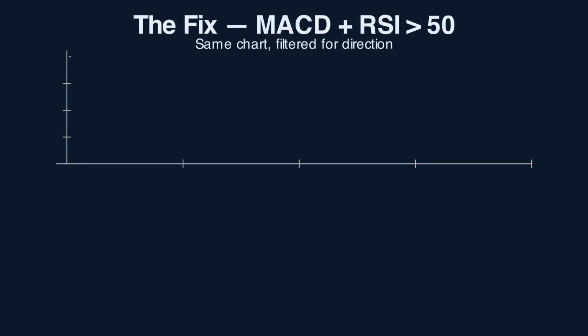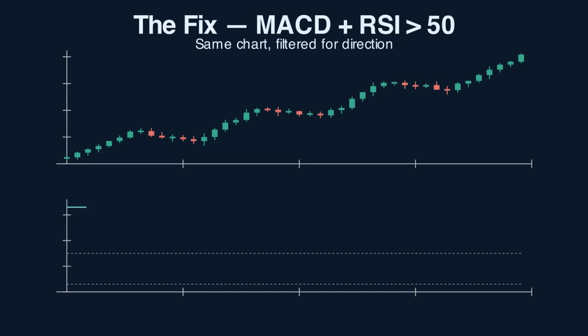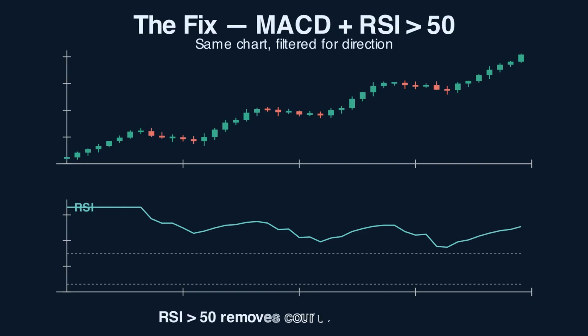Same chart, our SI overlaid instead. Our SI sits above 50 the entire move. The 4 bear MACD crosses fail the filter. Our SI above 50 means we ignore short signals. The only signals that survive are the bull crosses that align with momentum. You took fewer trades and every one of them was with the trend. That's Confluence applied: multiple independent confirmations agreeing before you commit a cent.